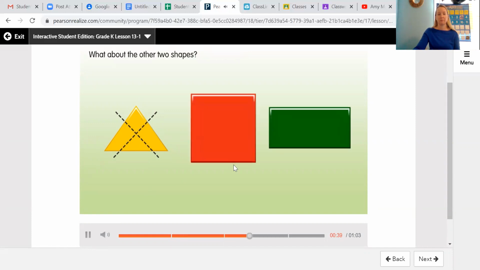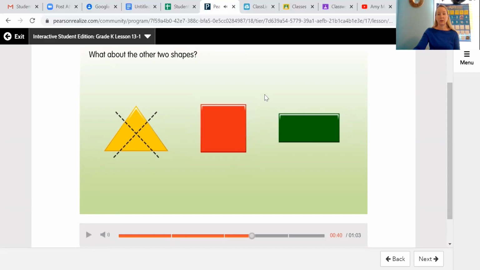What about the other 2 shapes? Are these other 2 shapes rectangles? Do they each have 4 sides and 4 corners? Let's count. 1, 2, 3, 4 sides and 1, 2, 3, 4 vertices. That one's a rectangle. Let's look at this one over here. Let's count the sides. 1, 2, 3, 4. 4 sides and 1, 2, 3, 4 vertices. Ooh, so I think these are both rectangles. They both have 4 sides and both have 4 vertices. Let's see if we're right.